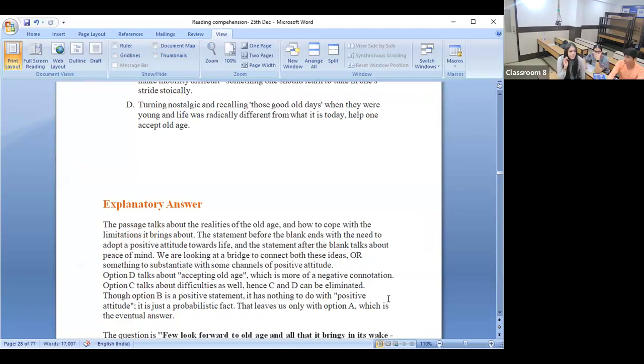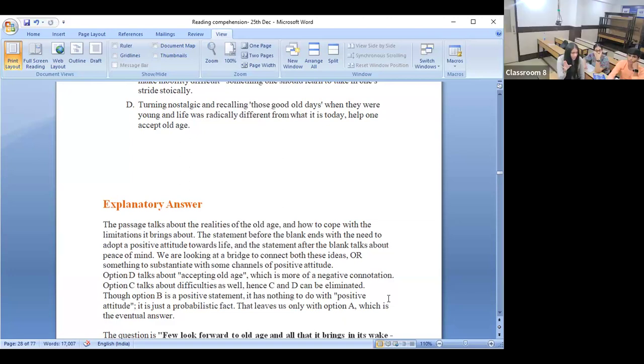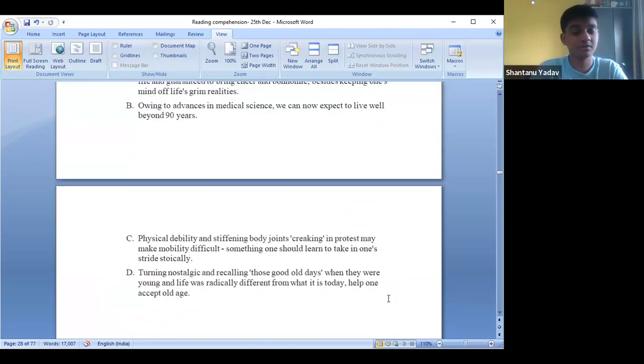Option C, much better. Option D, no one agrees with this one. You guys are clear with option D, na? That's a very negative connotation which they have given. Option C talks about the difficulties as well. So hence A and D can be eliminated. Do you agree with this one? Yes, ma'am. Okay, let's talk about option B. It has nothing to do with a positive attitude. Yes, ma'am.